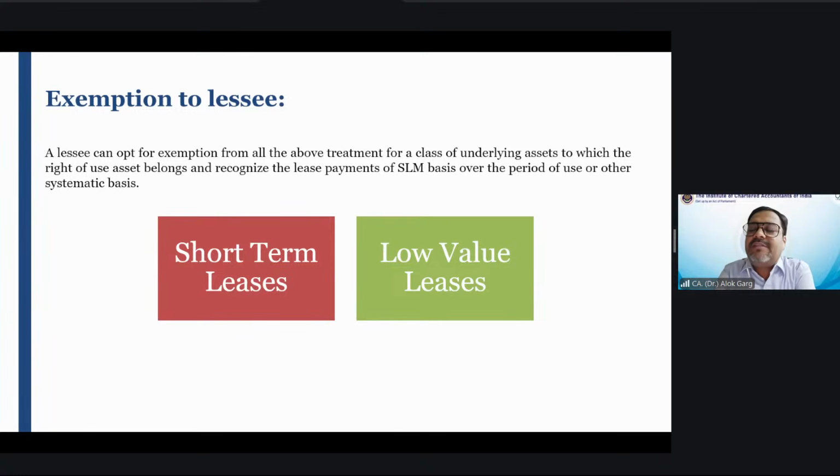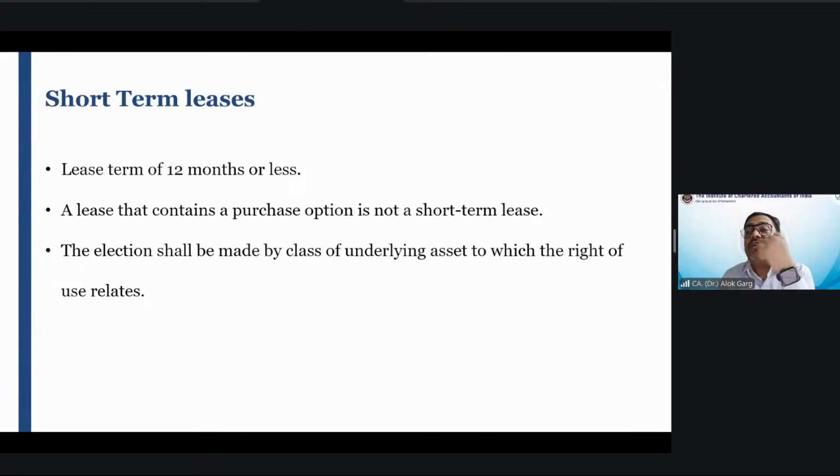So friends, there was an exemption which is given. There are two exemptions, short-term lease exemption and low value lease exemption. What is a short-term lease exemption? Any lease for 12 months or less, any lease contract which is up to 12 months, either less than 12 months or for 12 months. So any lease contract which is 12 months or less, the entity can avail the short-term lease exemption.